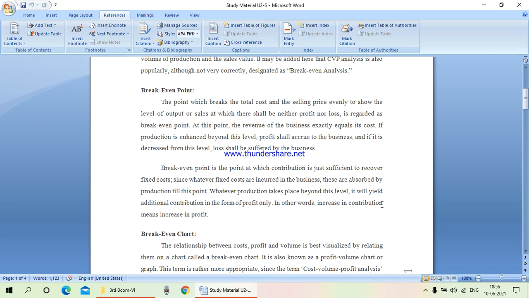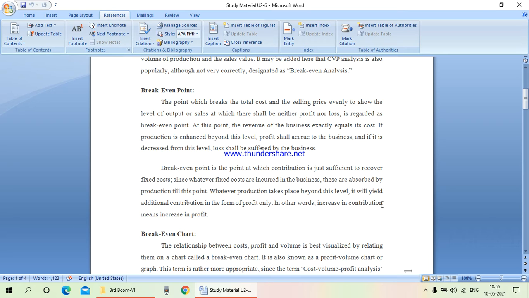Break-even point is the point at which contribution is just sufficient to recover fixed costs, since whatever fixed costs are incurred in the business are absorbed by production till this point. Whatever production takes place beyond this level will yield additional contribution in the form of profit only. In other words, an increase in contribution means an increase in profit.